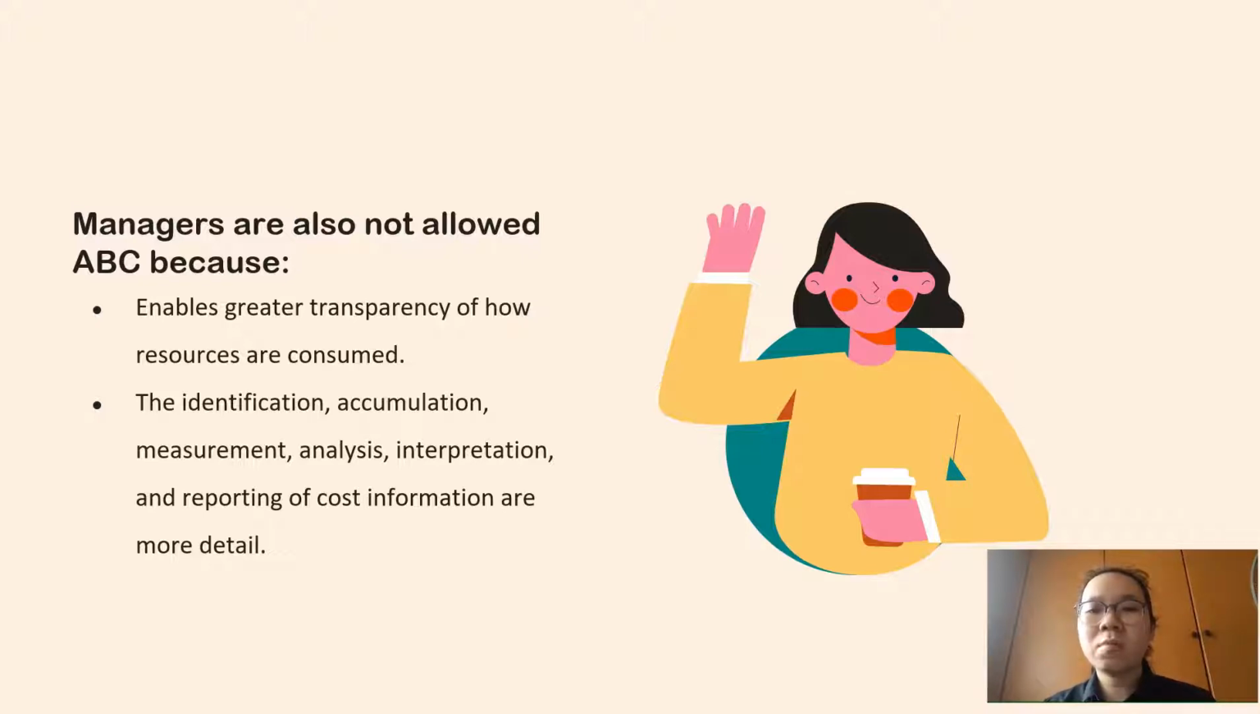Activity-based costing uses more allocation bases than traditional costing system. This identification, accumulation, measurement, analysis, interpretation, and reporting of cost information are more detailed compared to traditional costing system. Thus, some managers would not approve activity-based costing as this system is very transparent compared to traditional costing system.